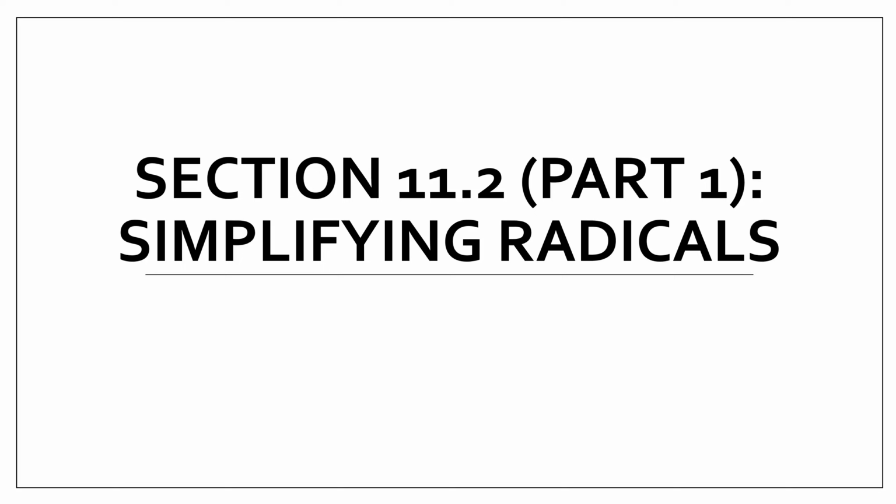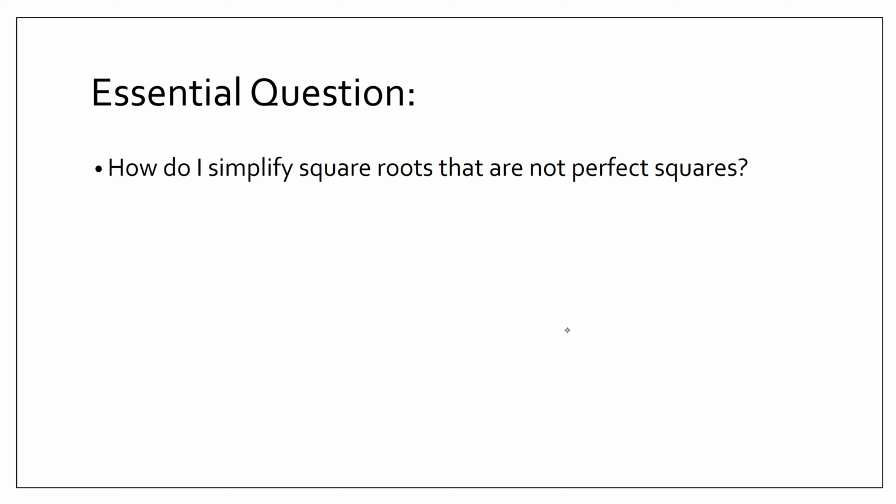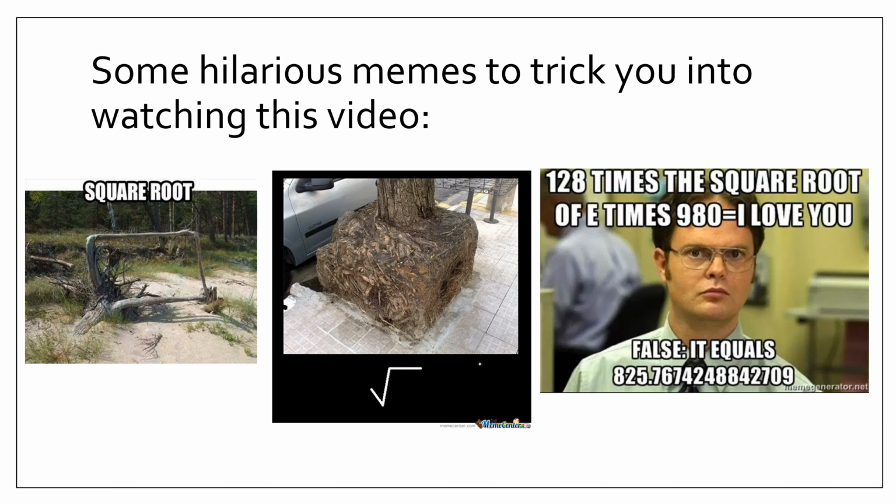Hello, students. We are getting into the second to last chapter, which in Greek means the penultimate chapter, and I'm pretty excited about it. We're going to be simplifying radicals. This is something that is brand new and you have not seen before, I guarantee it. So our essential question is, how do I simplify square roots that are not perfect squares? And we'll look at what that means.